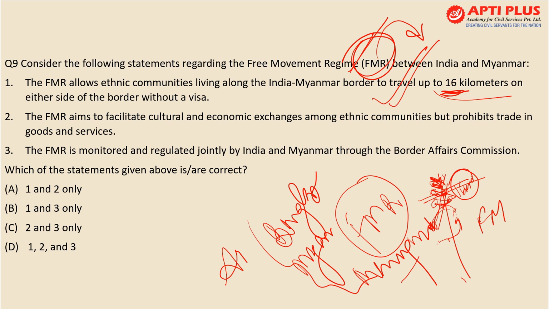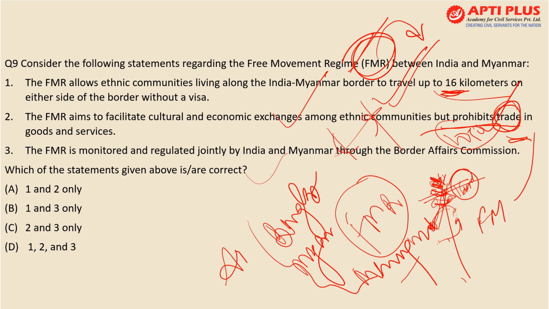FMR aims to facilitate the cultural economic exchange. So this is true, but prohibits the trade in goods and services. This is also correct because किसी भी दो कंट्री के बीच का ट्रेड किससे गाइड होता है? बाय World Trade Organization's rules and not between the individual country की जो गवर्नमेंट्स होती हैं वो रूल्स बनाएंगी, ये वर्ल्ड ट्रेड के रूल्स के अकॉर्डिंग होगा, नॉट एट द लेवल ऑफ विद इन सर्टेन किलोमीटर. तो ट्रेड अलाउड नहीं होता है.